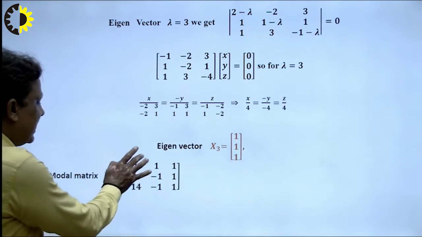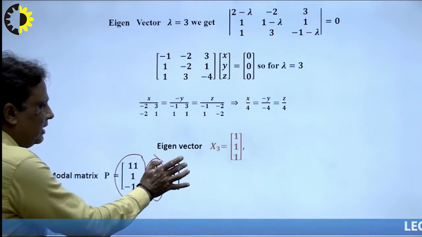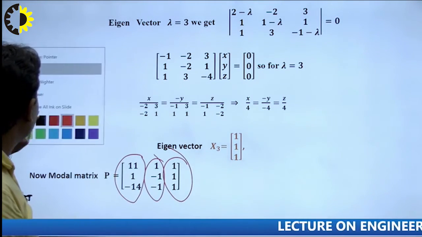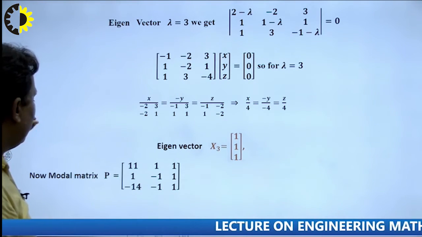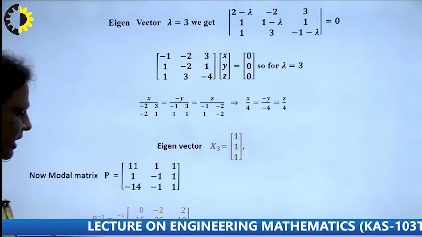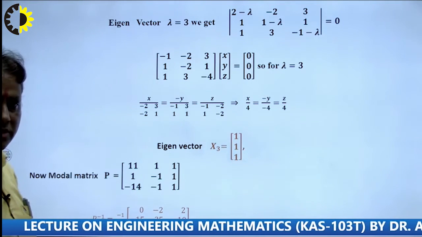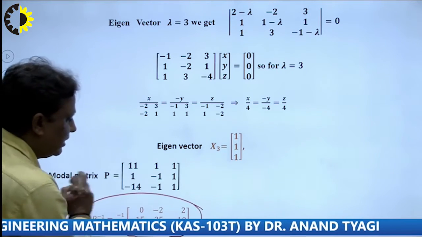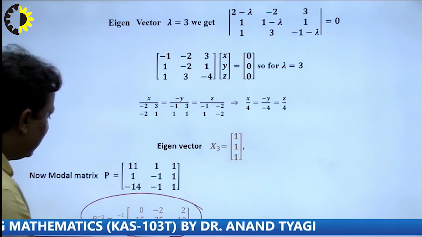I write here the first eigenvector, second eigenvector and third eigenvector. This is known as the modal matrix corresponding to the given eigenvalues. In this way we find the inverse of this by using any kind of method. I explained in the previous lecture that we have more than one method to obtain the inverse of this. Students can use the direct method, right?